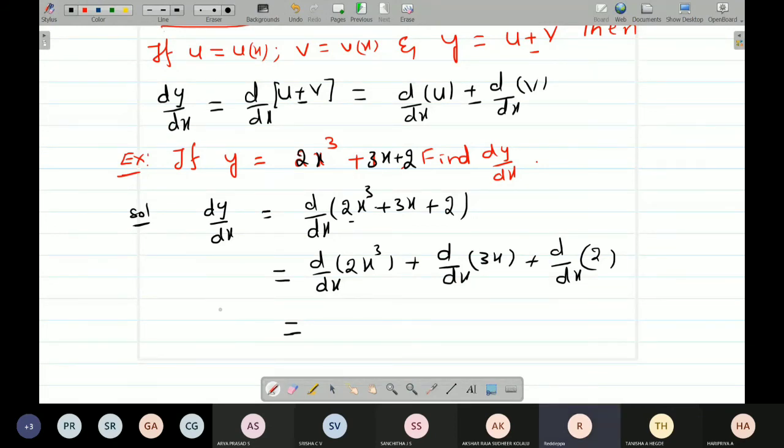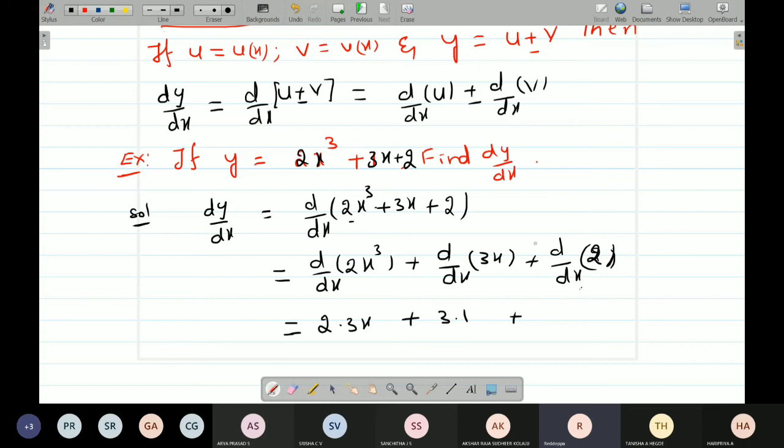You see here, this can be expressed as: 2 is a constant, take it out, then the differentiation of x cube becomes 3x square, into 3x plus here 3 is a constant, take it out, into differentiation of x is 1, plus d by dx of 2. 2 is a number, so you have to take it as a constant. There is no x variable. You are differentiating with respect to x. When there is no x variable, that kind of term will be taken as constant. Did you understand now?